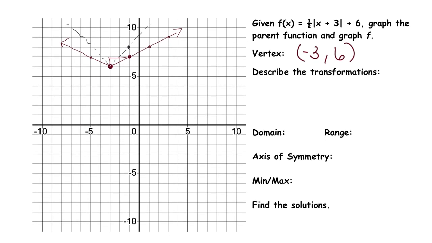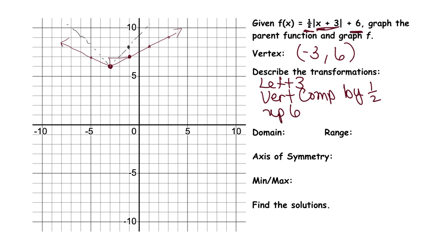Describe the transformation. Let's start on the inside. What did it do? Left 3. And then we got 1/2. What did that do? Horizontal or vertical? Vertical. Compression by 1/2. So if you saw compression by 2, would that make sense? No, one of those is wrong, because if it's a 2, it's a stretch, right? Okay, and then the last thing, the 6?